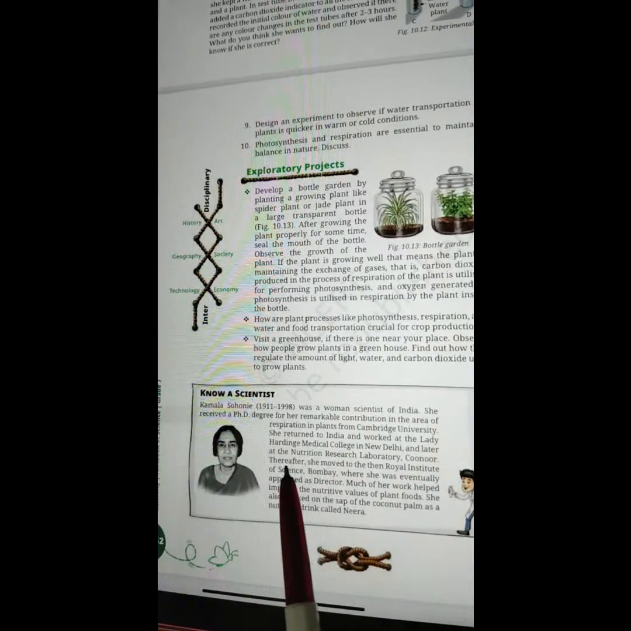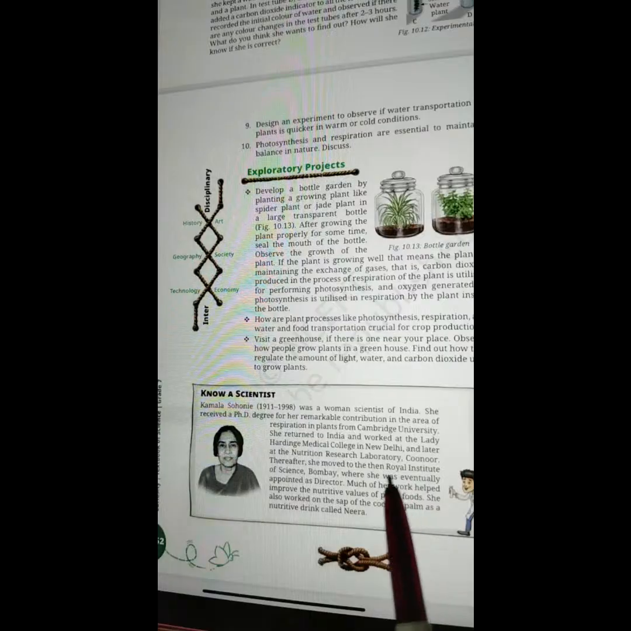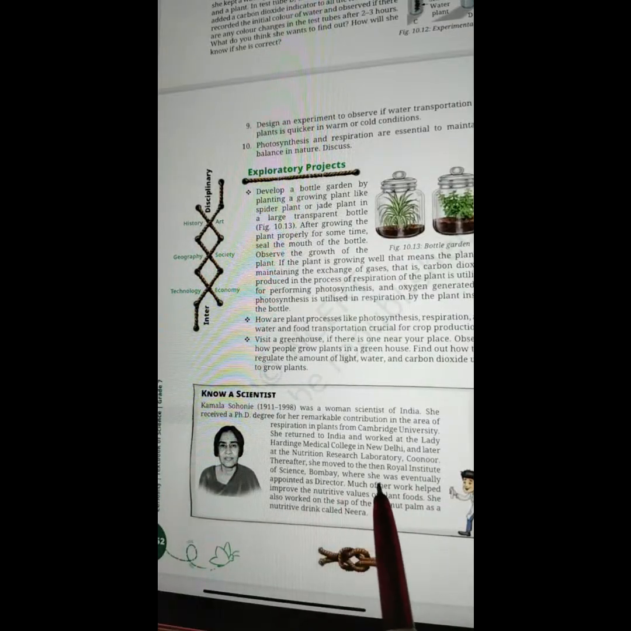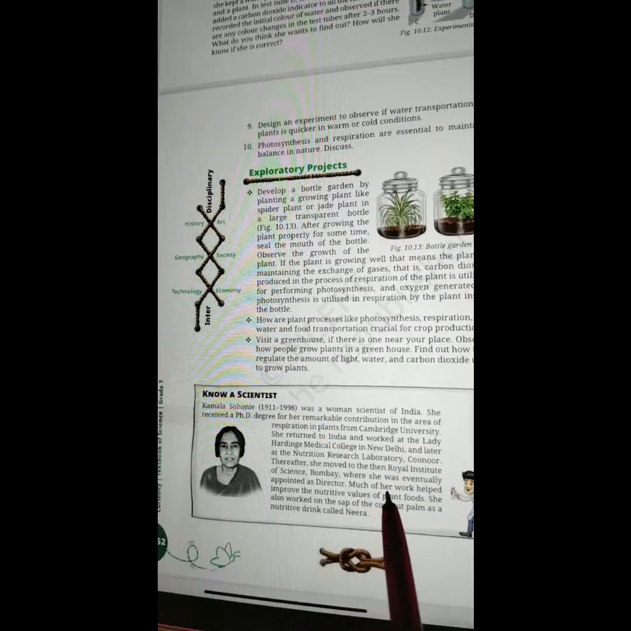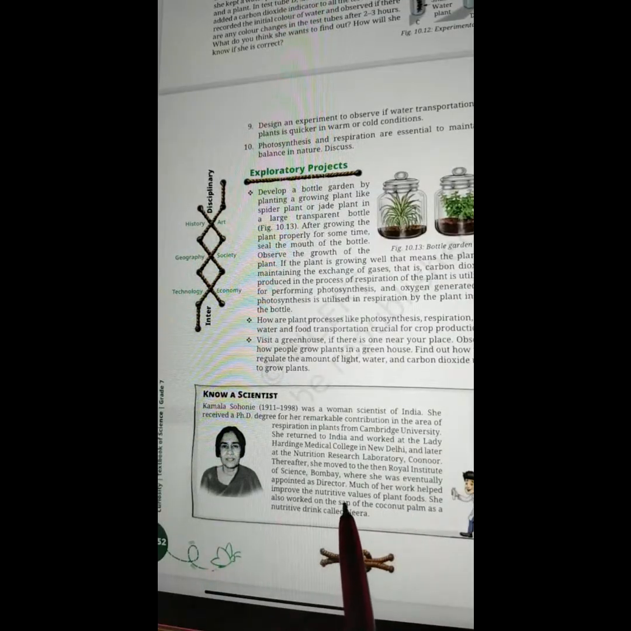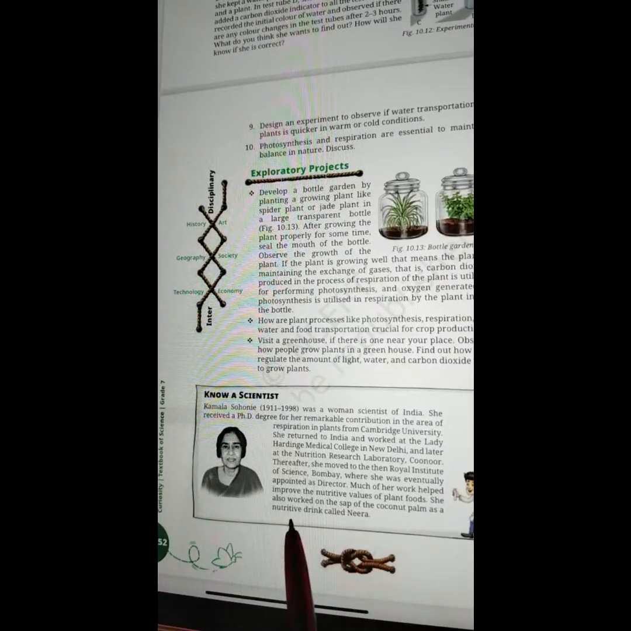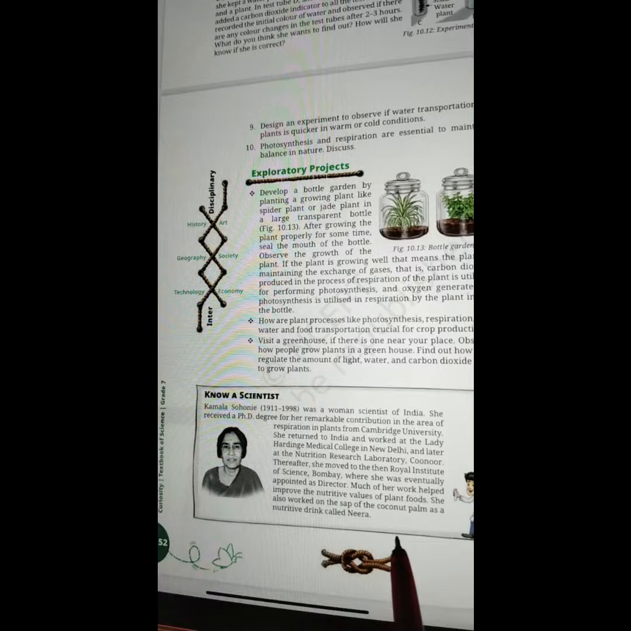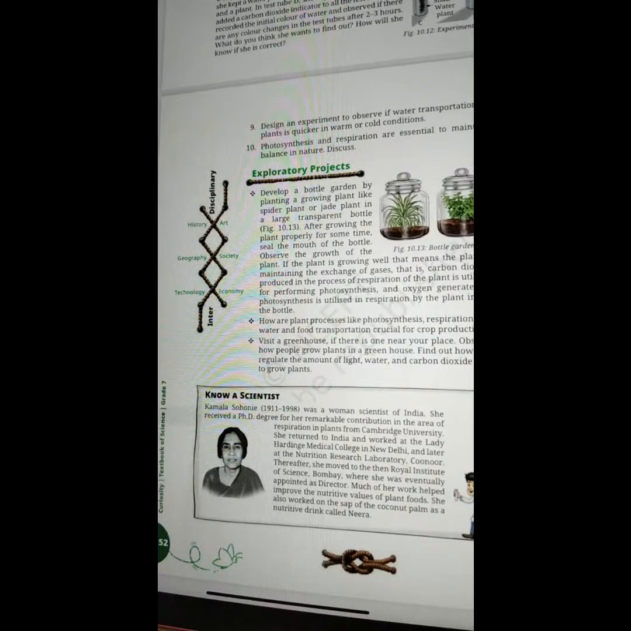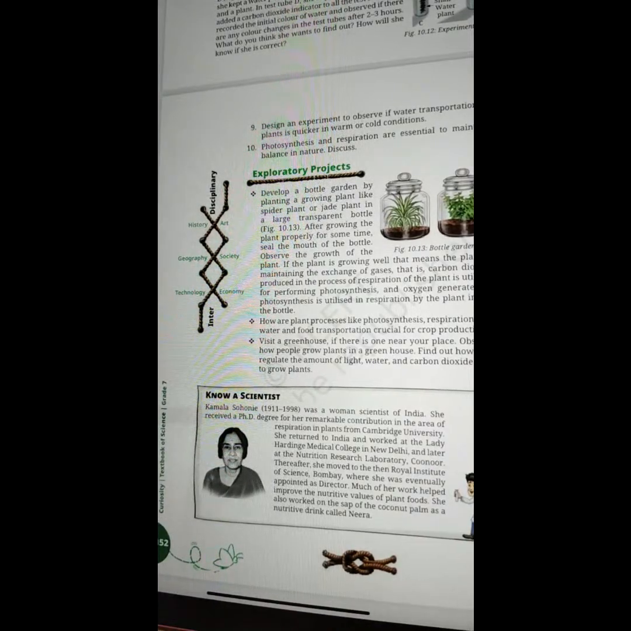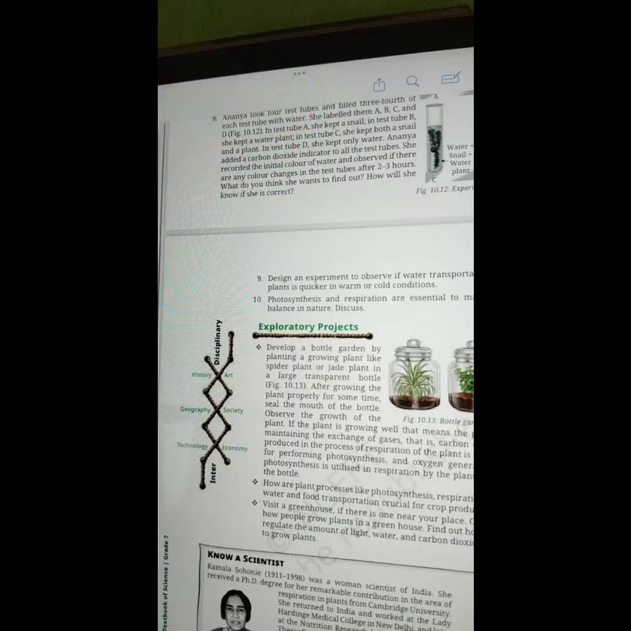She returned to India and worked at the Lady Hardinge Medical College in New Delhi and later at the Nutrition Research Laboratory, Coonoor. Thereafter, she moved to the then Royal Institute of Science, Bombay, where she was eventually appointed as director. Much of her work helped improve the nutritive values of plant foods. She also worked on the sap of the coconut palm as a nutritive drink called Neera. So, this was additional knowledge that was given to you.